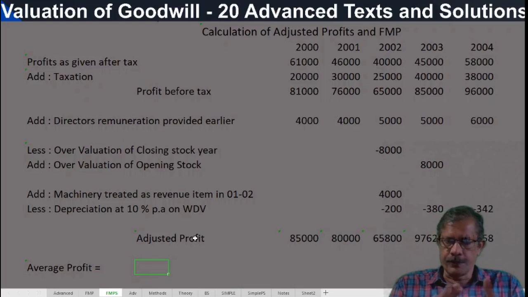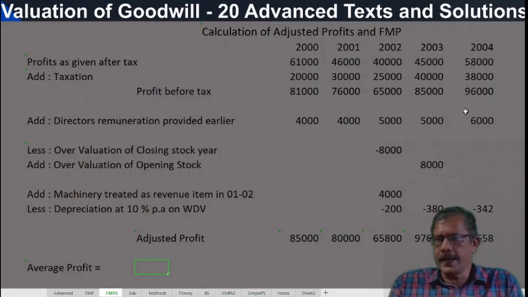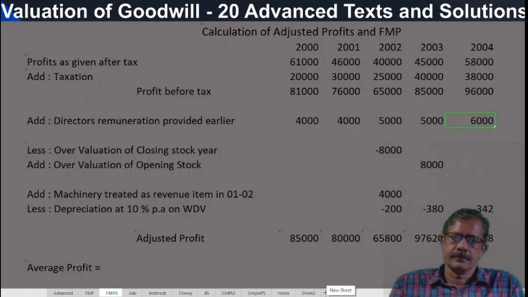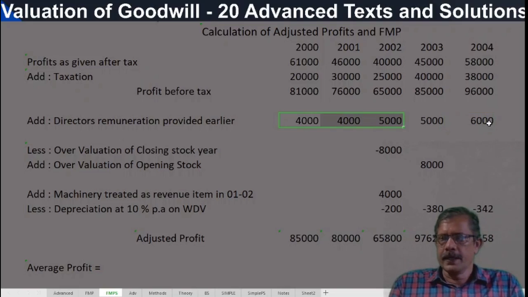What are all the future items to be treated here? Additional depreciation and director's remuneration. That is why we have added back the director's remuneration. Here we have given one assumption: assume the director's remuneration will be 6,000 rupees in the coming year or years. If there is a change, that changed amount should be taken into account.